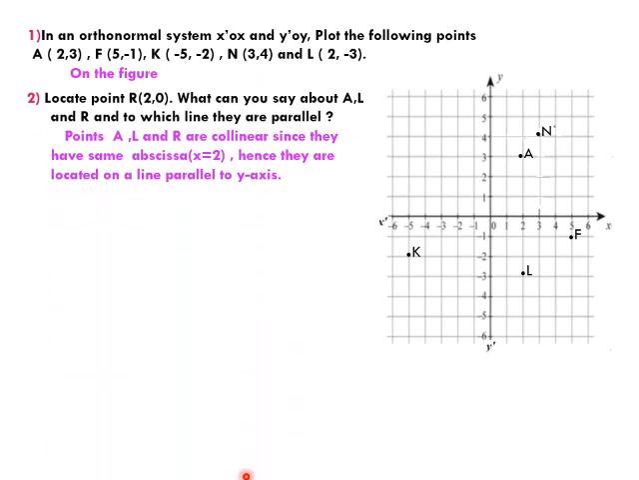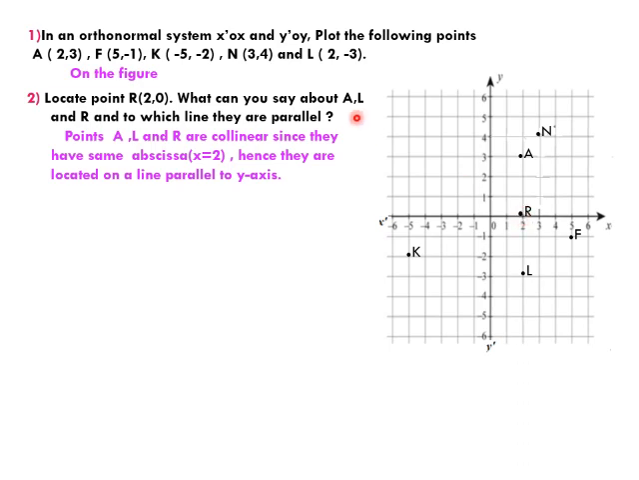Number 2. Locate point R of coordinates 2, 0. We start at the origin O. We move 2 units to the right along x prime or x since xr is equal to 2, but we do not move either upward or downward along y prime or y since its ordinate is equal to 0. So R is located here.